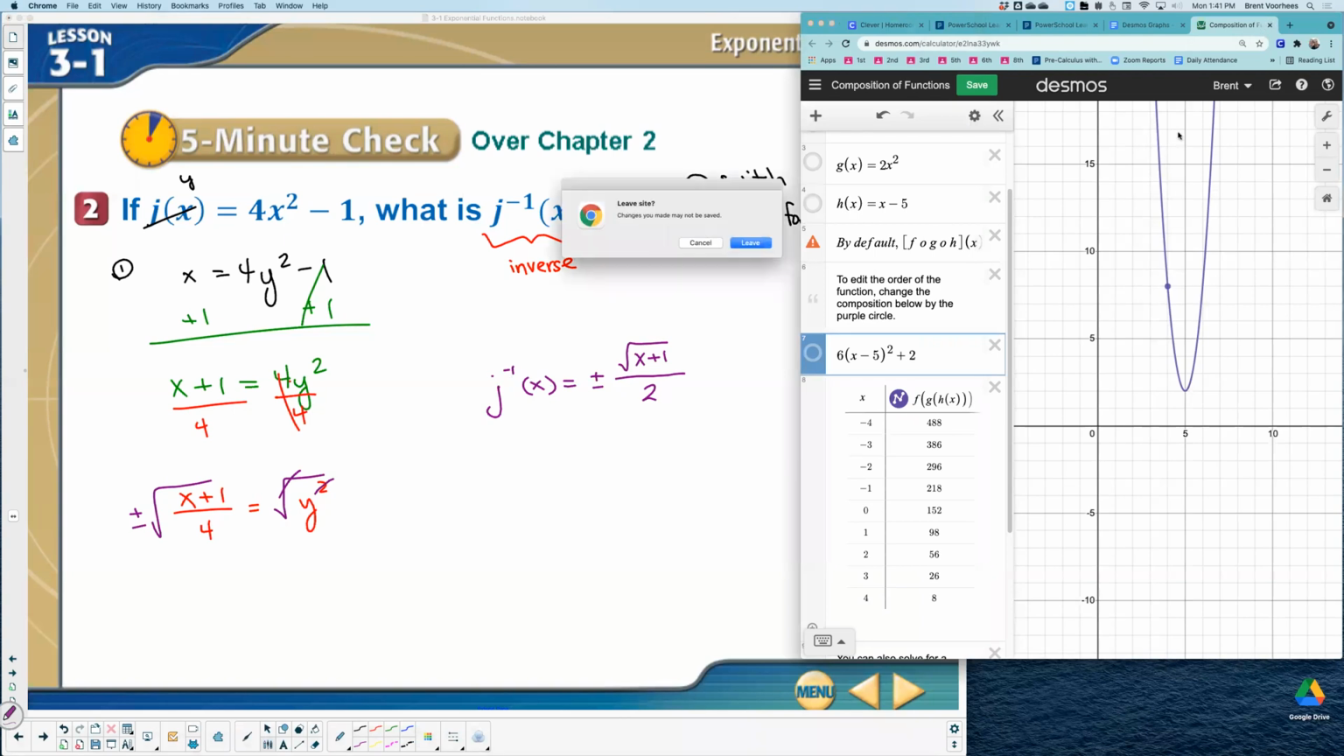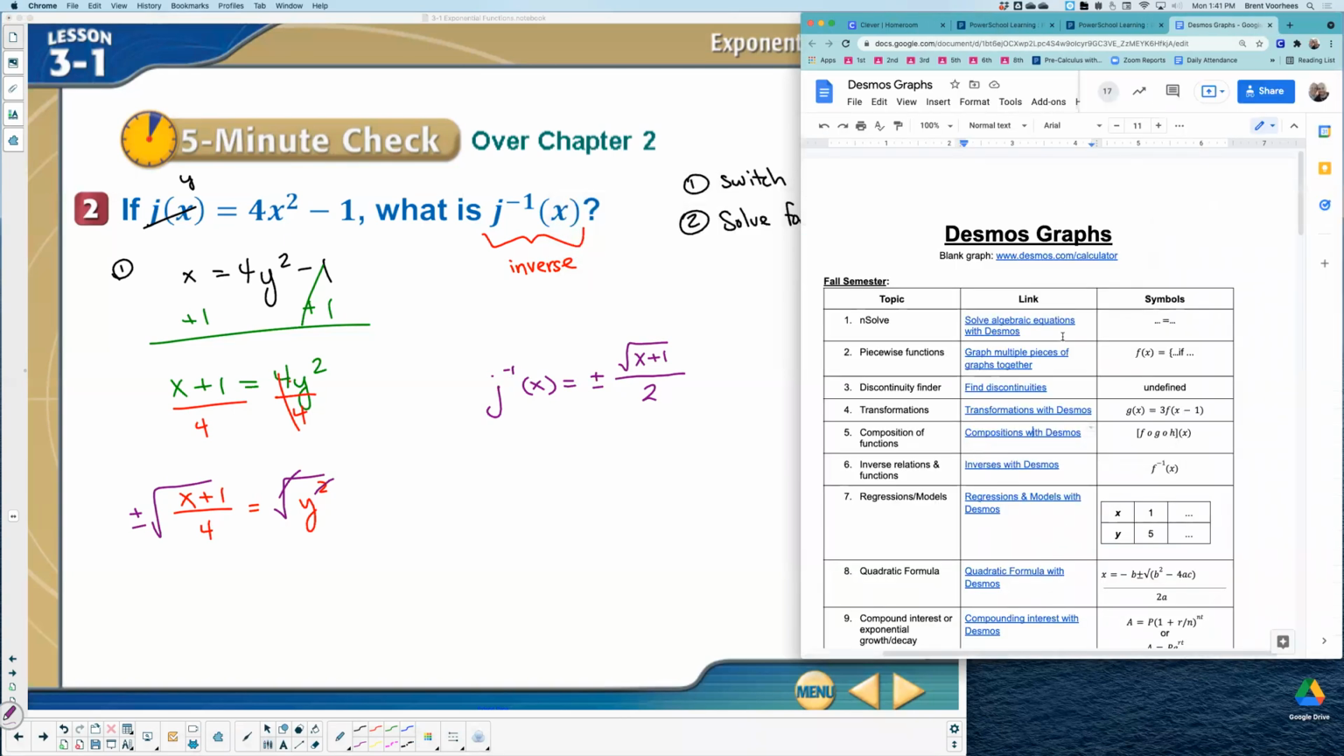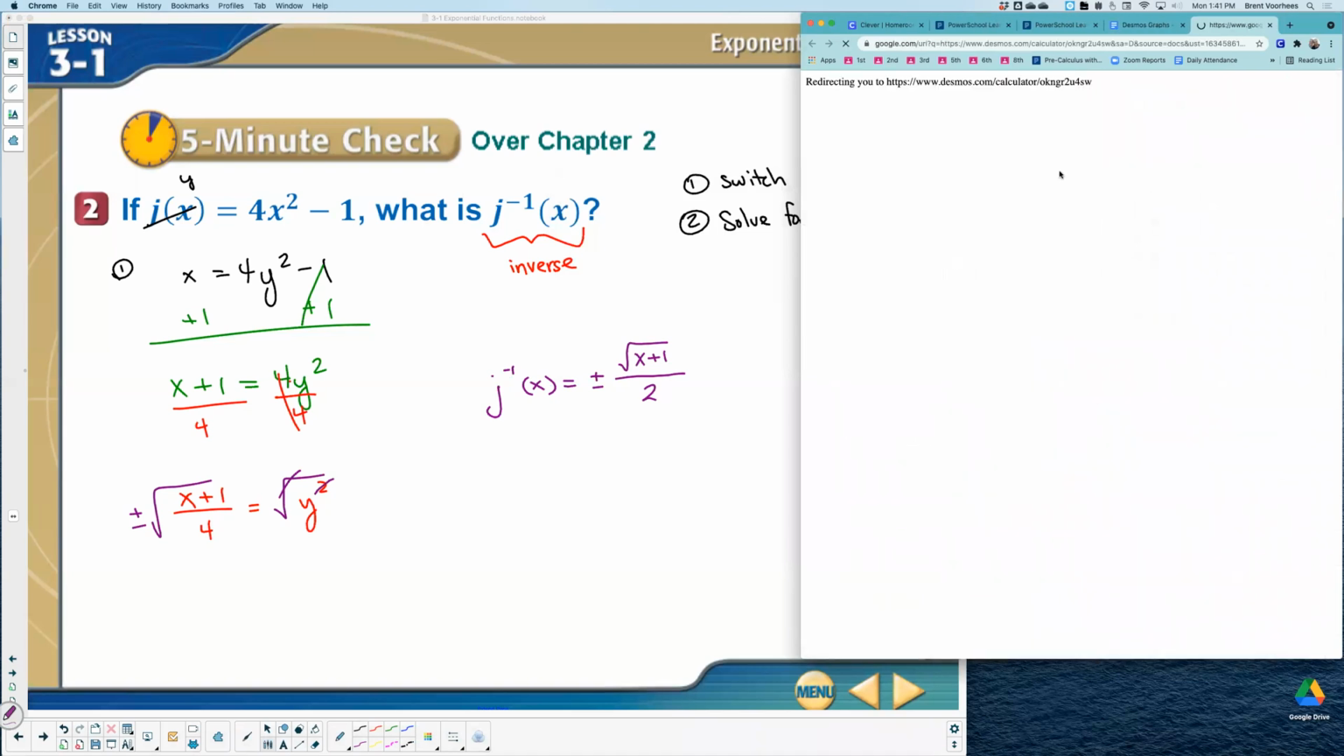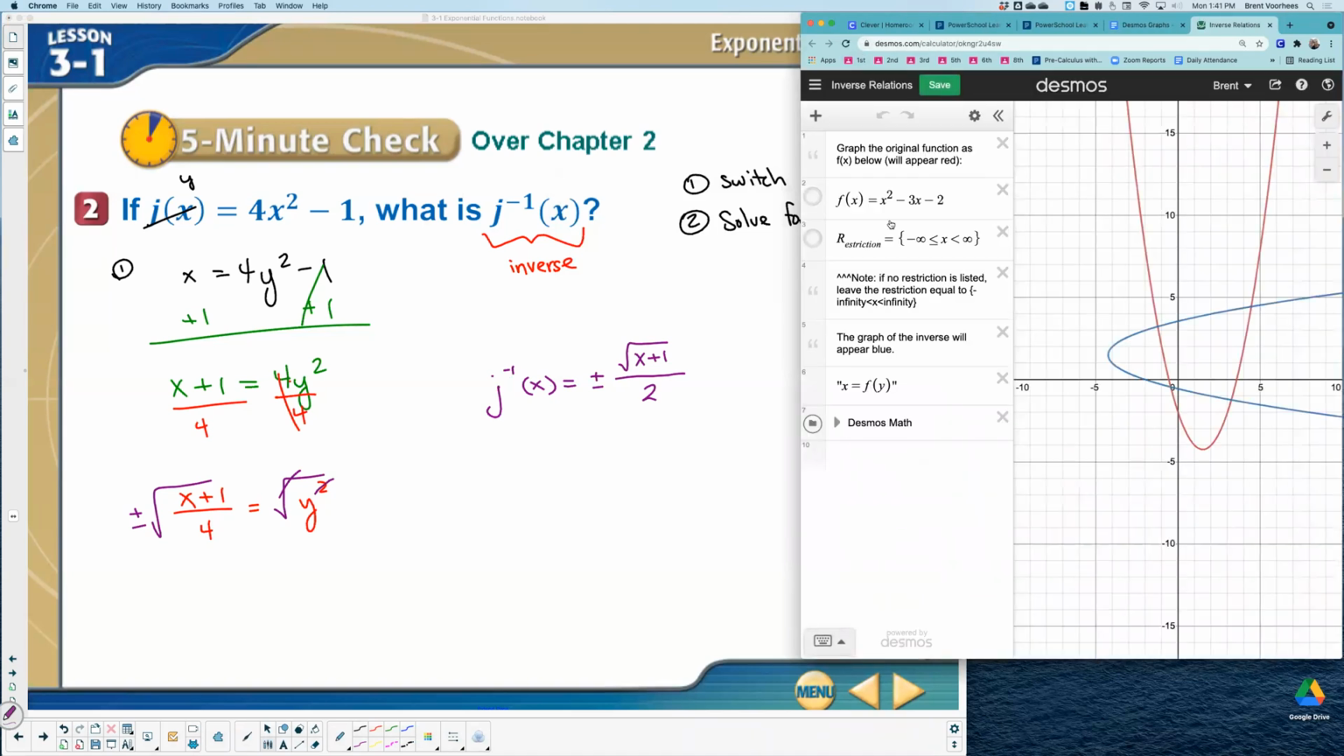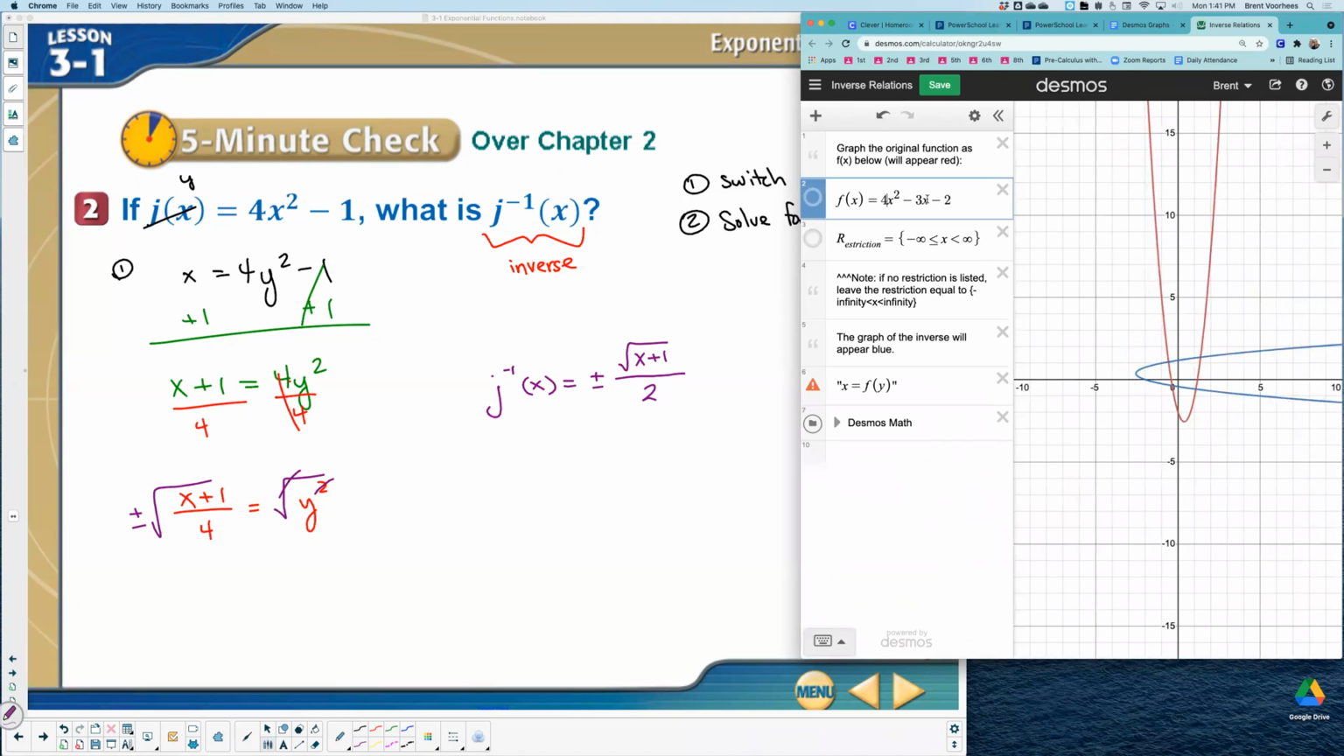I'm going to close this graph out, and I'm going to open up my inverse, which is graph number 6. I'm going to open that one up and make that one open a whole lot quicker. I'm going to type in my original equation as 4x squared minus 1. And notice the original is in red, as it says. The inverse is in blue.